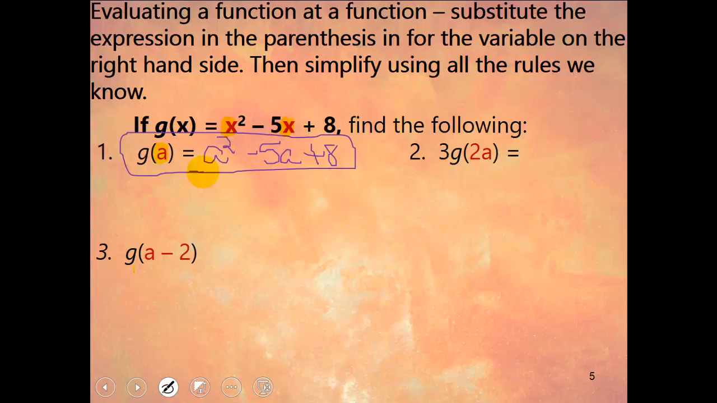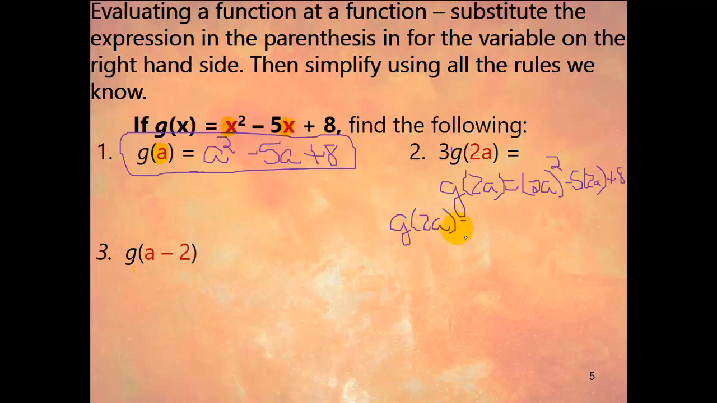So this is finding 3 times g of 2a. So you first start by finding g of 2a. Everywhere there's an x in g of x, I'm going to replace it with 2a. So I get 2a squared minus 5 times 2a plus 8. So g of 2a equals 4a squared. See why we have to know our rules of exponents? Minus 10a plus 8.